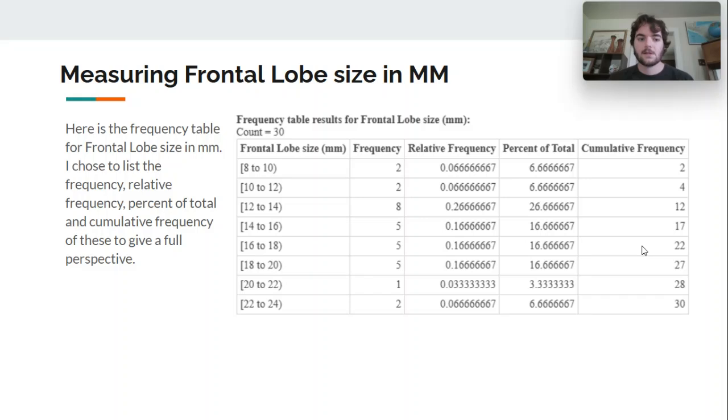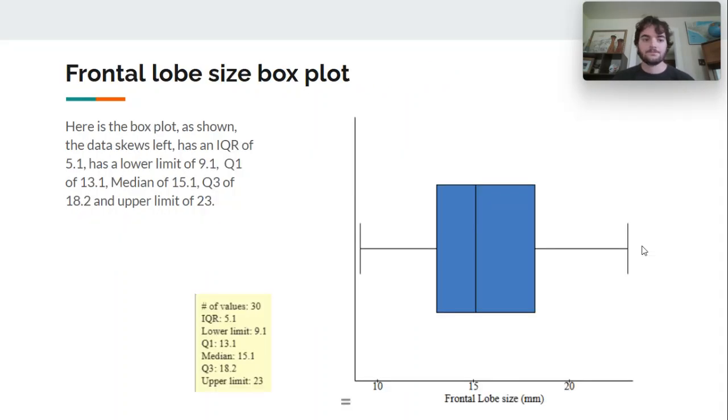Measuring frontal lobe size in millimeters. Here is the frequency table for the frontal lobe size in millimeters. I chose to list the frequency, relative frequency, percentage of the total, and cumulative frequency to give a fuller perspective, and I will use this setup for the rest of my frequency tables. So as you can see, 12 to 14 has the highest frequency and also the highest percentage of the total.